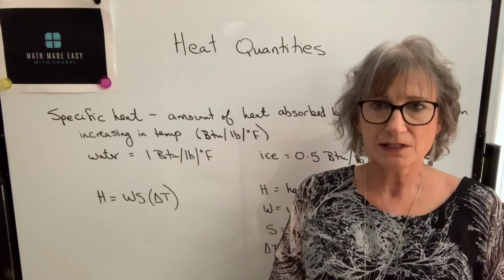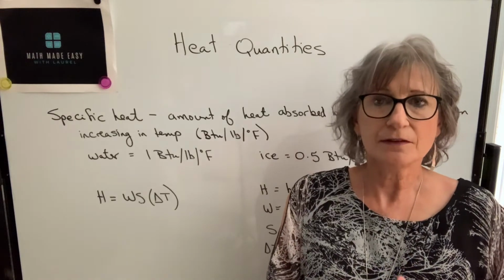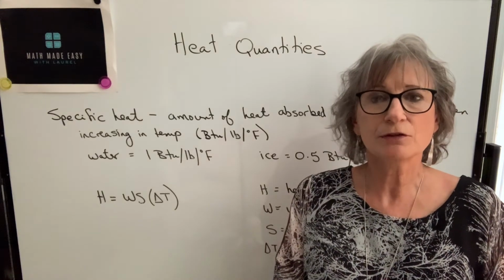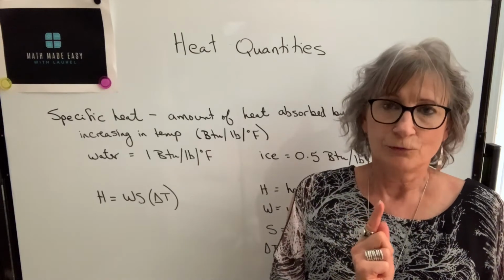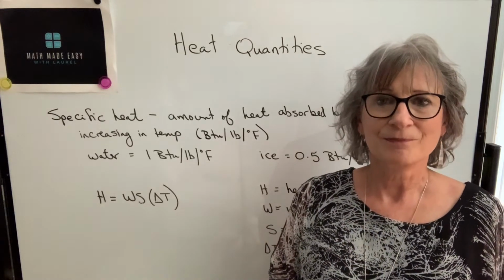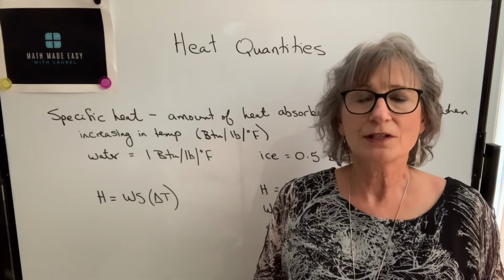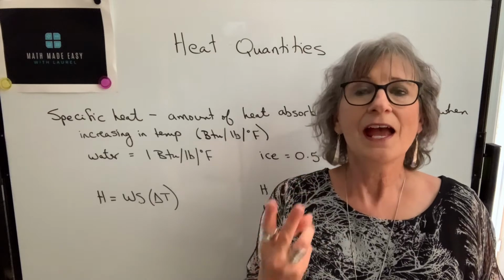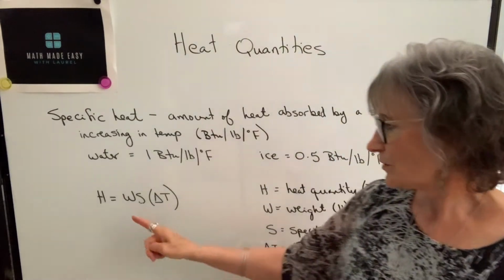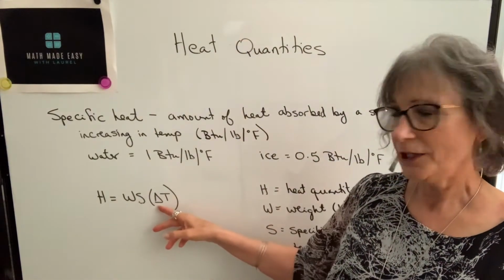So every substance will have a specific heat, the amount of heat required to increase the temperature of that substance by 1 degree if we're dealing with 1 pound of that substance. So the total amount of heat required is going to depend on the specific heat, the weight, and the temperature increase. So we're going to use these letters in our formula.